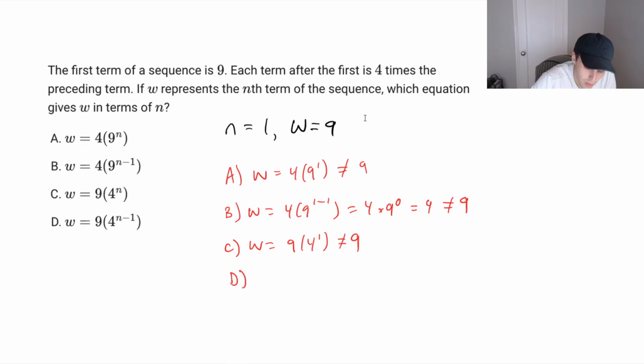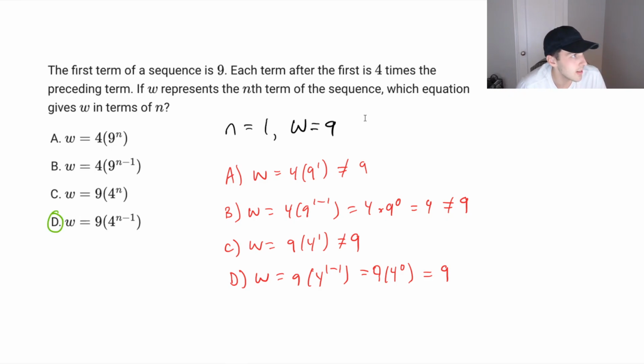And last one, well, it's got to be this one. Let's just double check. W is equal to 9 times 4 to the 1 minus 1. This is 9 times 4 to the 0. 4 to the 0 is 1, and we're left with 9. So by process of elimination, we can very quickly see that D is the one. This is our only possible option for the solution.